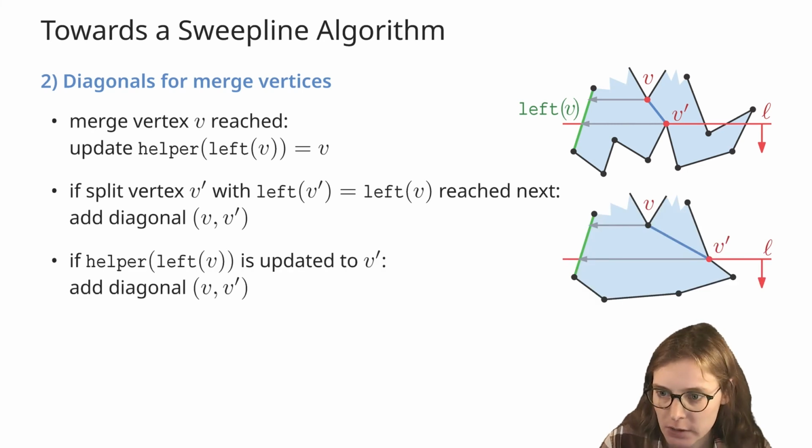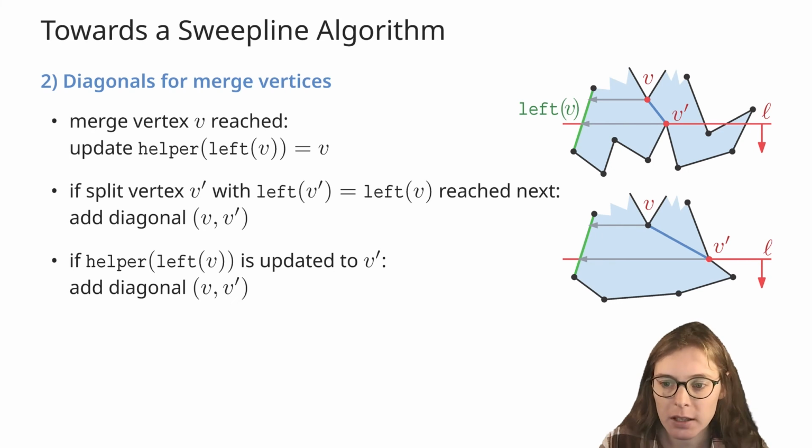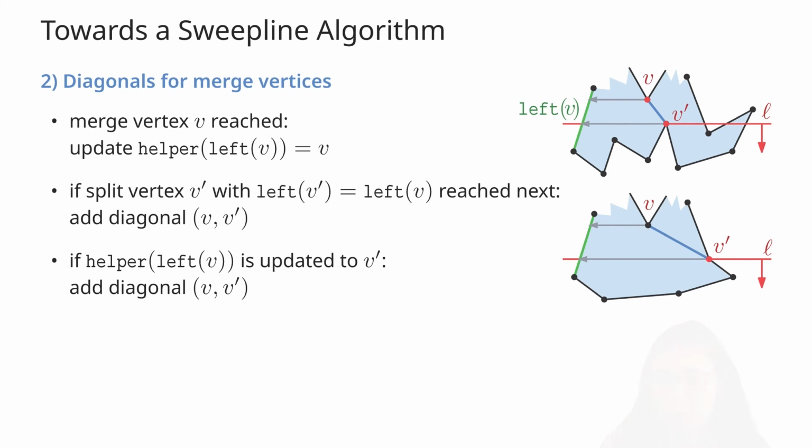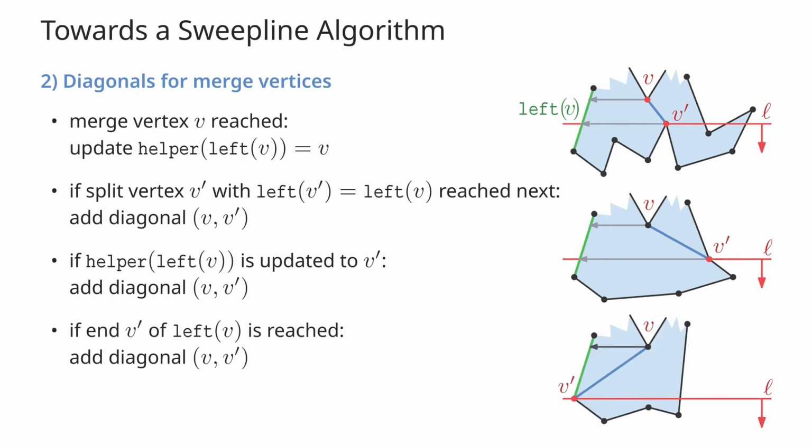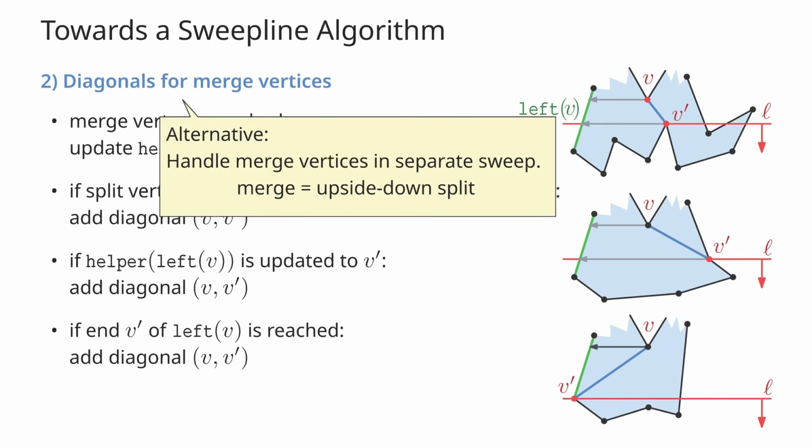If the next vertex reached V prime is on the right boundary, that means that the left edge will update its helper pointer to V prime, and we insert the diagonal to V prime. And if V prime is on the left boundary, meaning that we have reached the endpoint of the edge left of V, then we simply connect V to V prime. Another way of dealing with merge vertices is to observe that if we rotate the polygon by 180 degrees, all merge vertices become split vertices, and we know how to deal with split vertices.